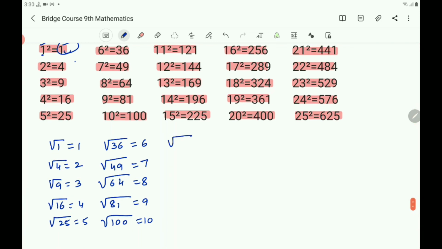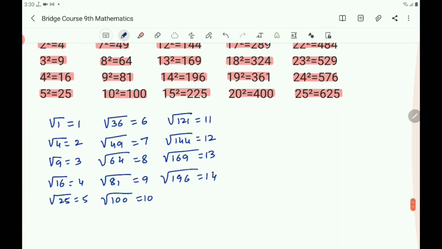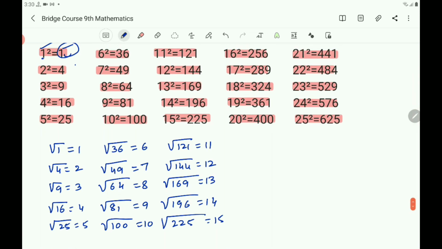Then square root of 121 is 11. Square root of 144 is 12. Square root of 169 is 13. Square root of 196 is 14. Square root of 225 is 15. Then square root of 256 is 16.